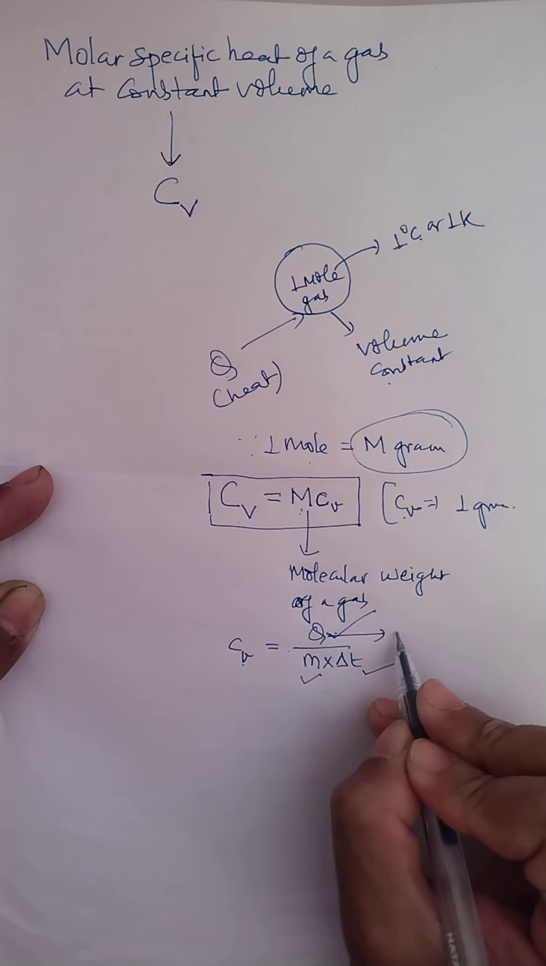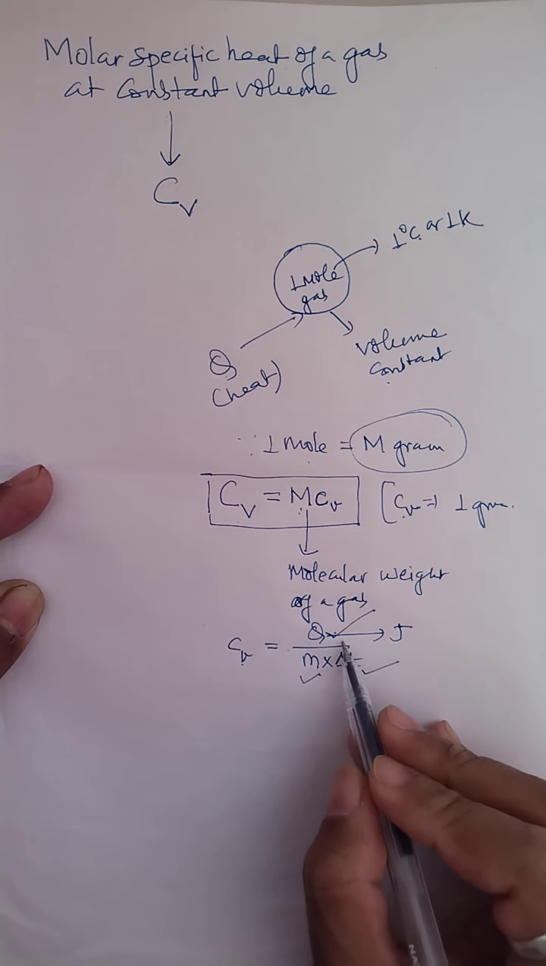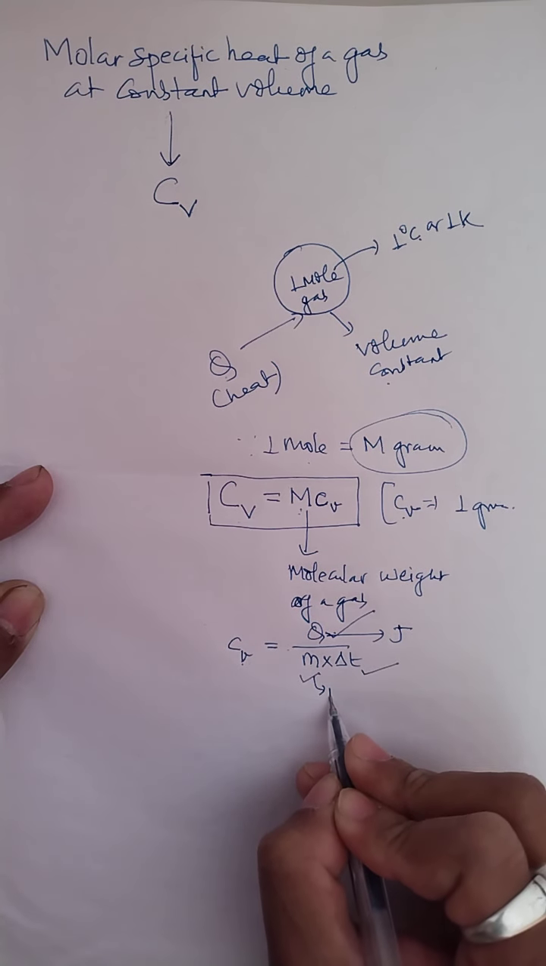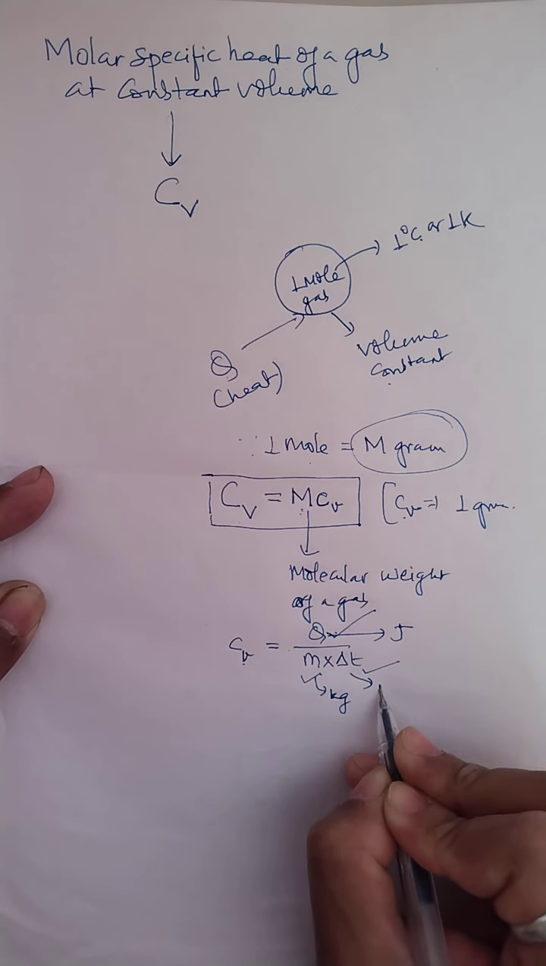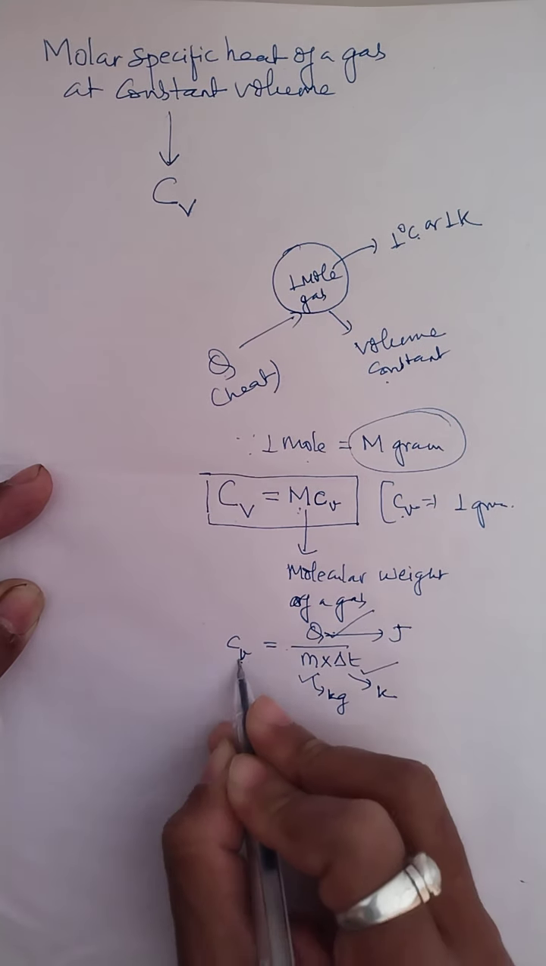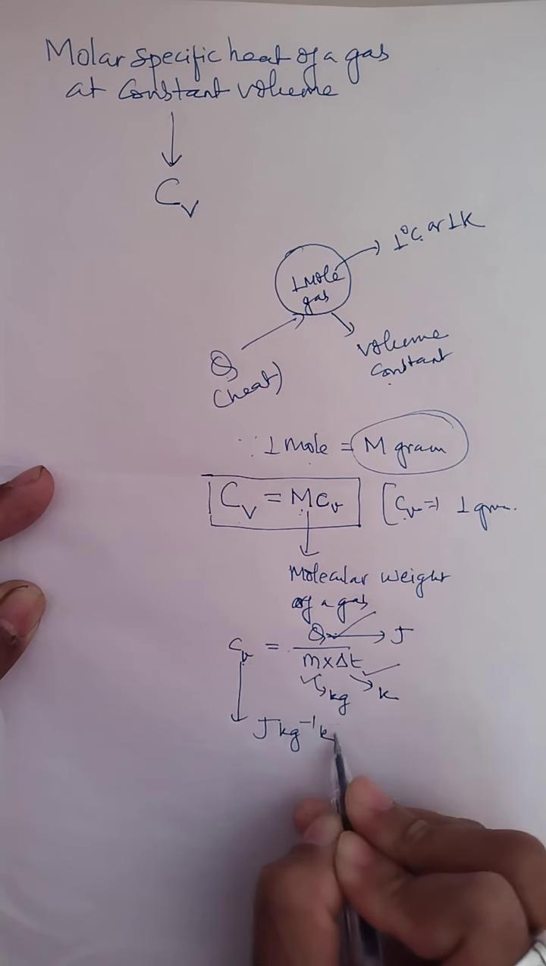And Q is expressed in what unit? Joule. The SI unit of heat is Joule. And the SI unit of mass is kg. And the SI unit of temperature is Kelvin. So the unit of this small cv equals Joule per kg per Kelvin.